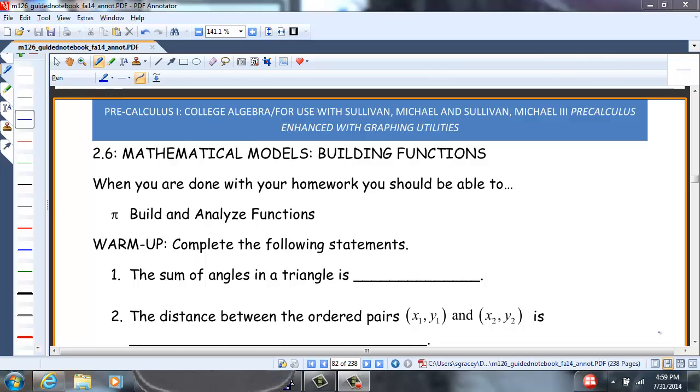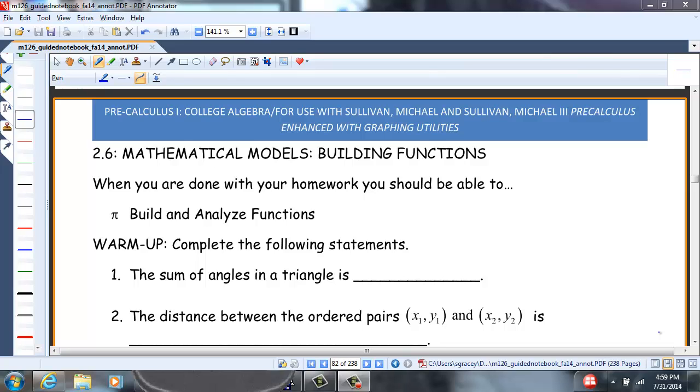We're working out of the Precalculus Enhanced with Graphing Utilities text by Sullivan and Sullivan. And we will be covering mathematical models today, building functions. This is a really important skill to have for calculus. When you get into calculus, you'll be optimizing functions, and so if you know how to write a function in terms of a single variable given secondary information, that's going to be really helpful for you.